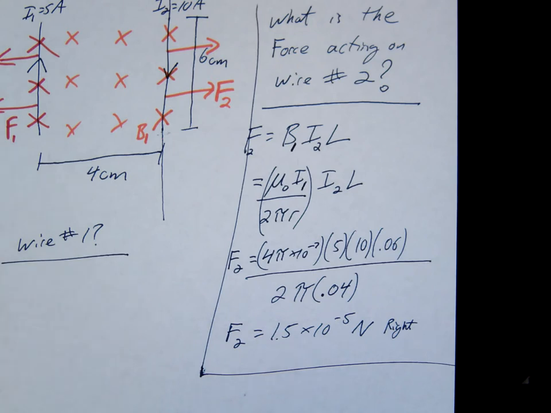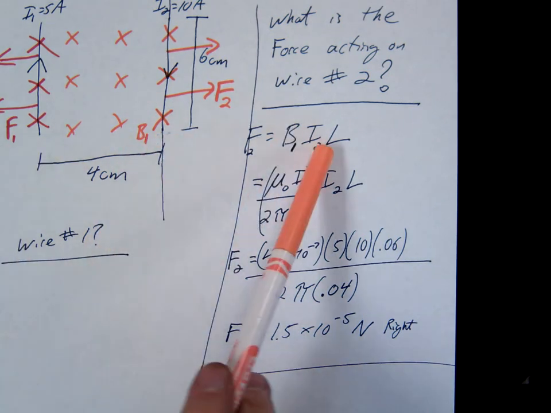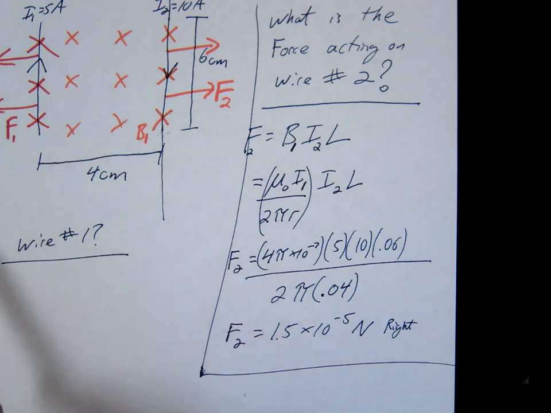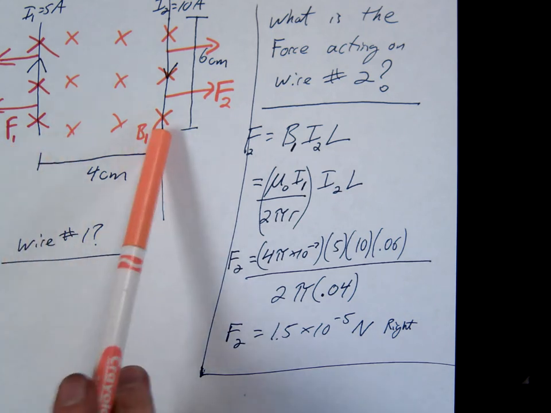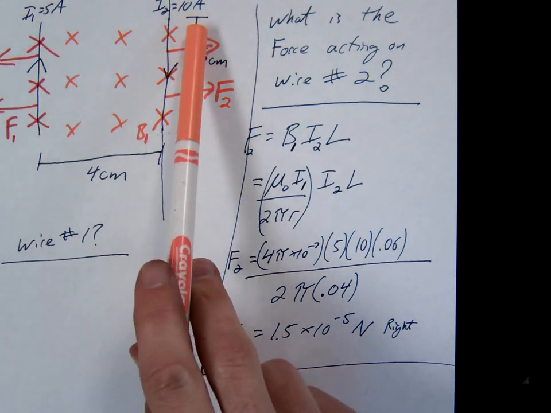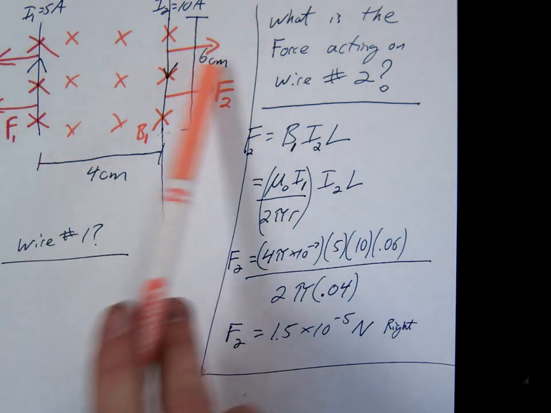Notice they're in opposite directions. Is this weird? No, because what did we learn from Newton? What do we know about all forces? If this pushes this wire to the right, what must this wire do? Push to the left. Which one's going to push with more force? The 5 amps or the 10 amps? Equal. They are equal forces, right? So forces are equal and opposite.